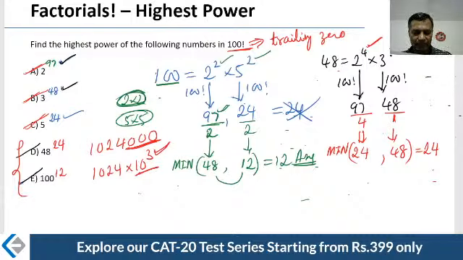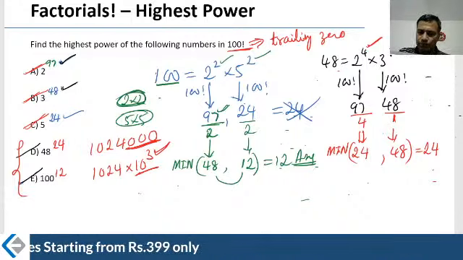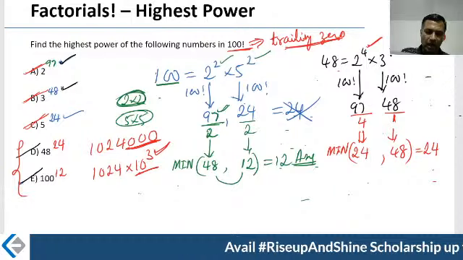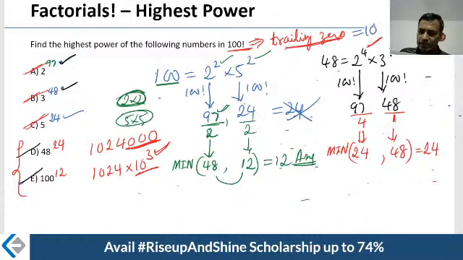Therefore, what you should be finding out? Number of trailing zeros means highest power of 10. Now listen to this carefully. What is the highest power of 10 in 100 factorial? Highest power of 10 means 5 raised to power n into 2 raised to power n, because a 10 is made up of a 5 and a 2.